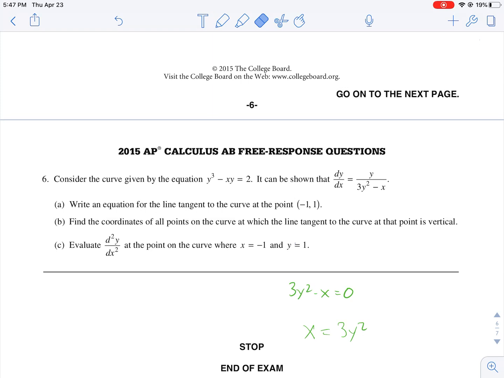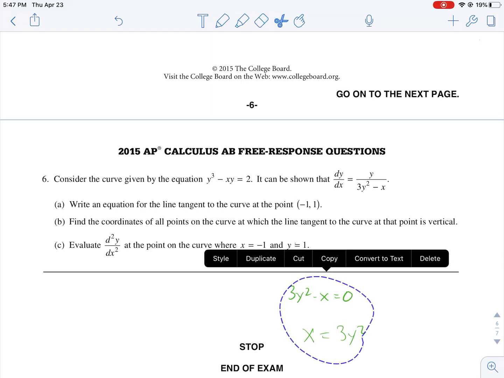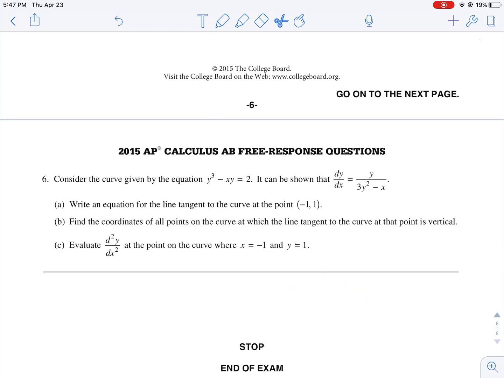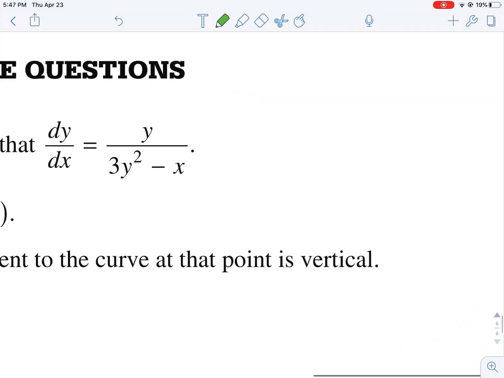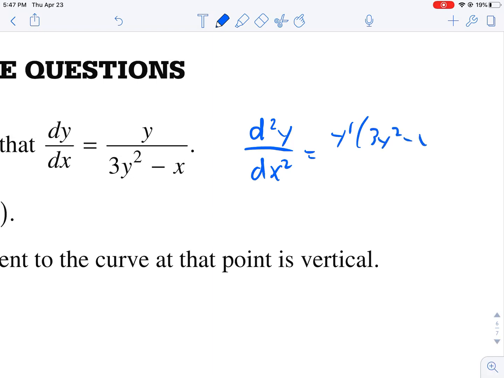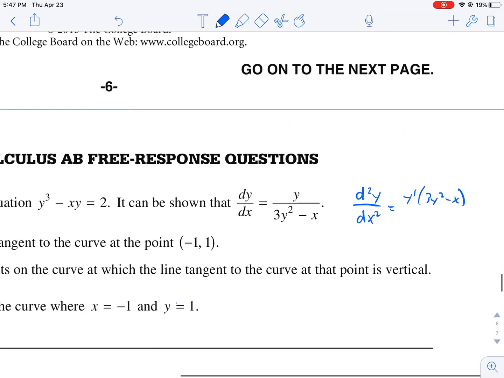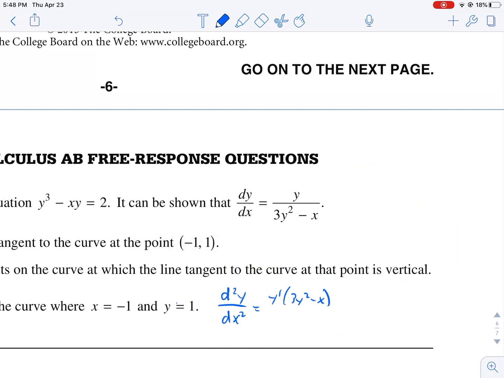And finally, evaluate the second derivative at that point. So we just have to find the second derivative using quotient rule. The derivative of the top is y prime times the bottom, 3y squared minus x. Well, I'm out of room. Minus the derivative of the bottom, 6y y prime minus 1 times the top, all over the bottom squared.